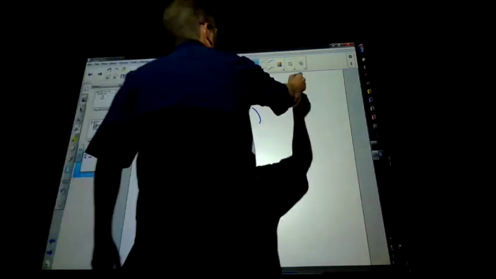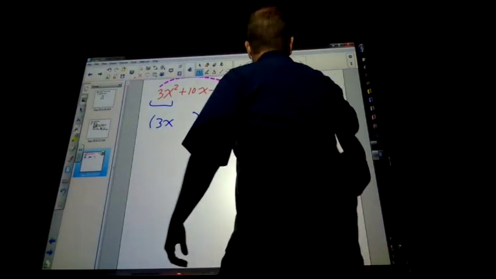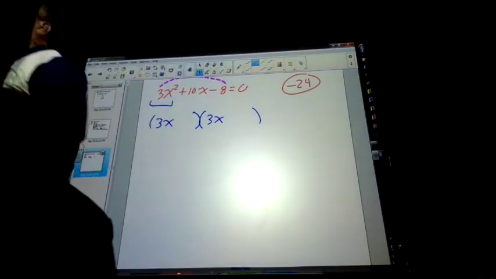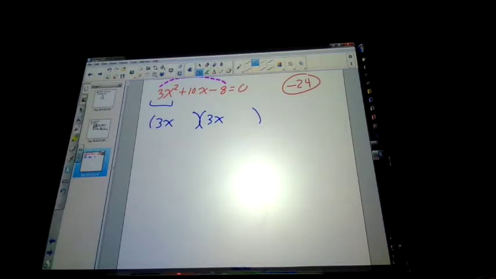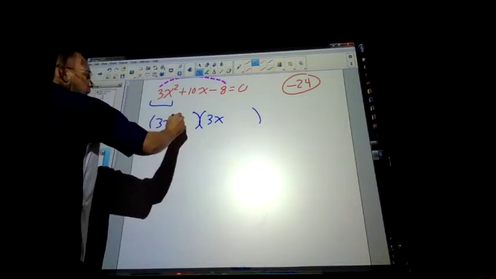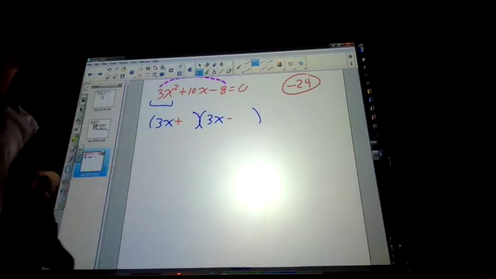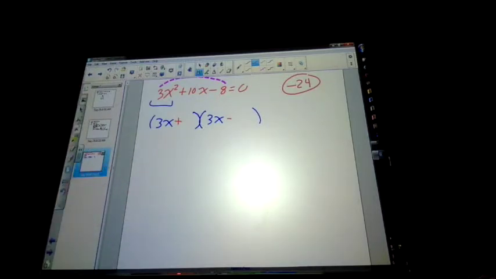Negative 24. In order for me to multiply two numbers together to get a negative, that means I have to have one positive and one negative. So I'm going to put a positive here and a negative here. I could have gone backwards. It doesn't really matter.